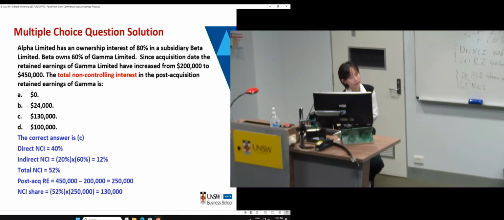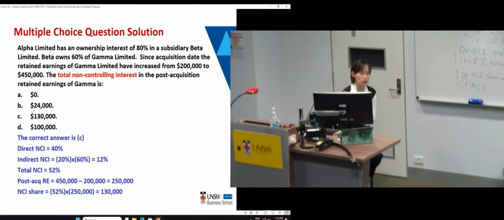The question here asks for the post-acquisition return. What is a post? The retained earnings movement during the post-acquisition period, after the acquisition date. So this actually relates to the changes in retained earnings balance. Right? This is the balance you have right now. This is the balance you have at acquisition date. Now the difference represents the post-acquisition. Which in other words, the 450,000 balance includes the retained earnings balance you have on the acquisition date. And that is pre-acquisition. If the question here asks for the total NCI in the retained earnings, that would be a different question.